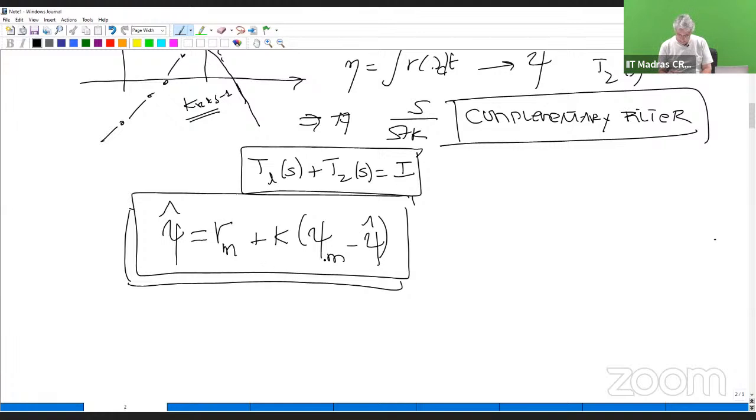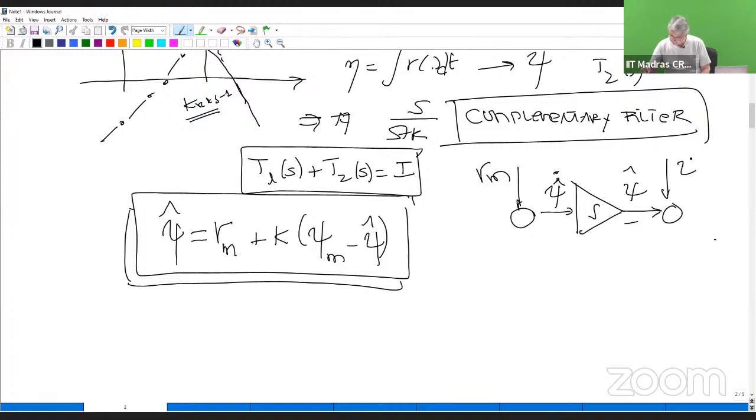See, when you write this down, so let me copy here because this is important. Psi dot, this is measurement, this is psi m, and then you get K. This is it, okay?